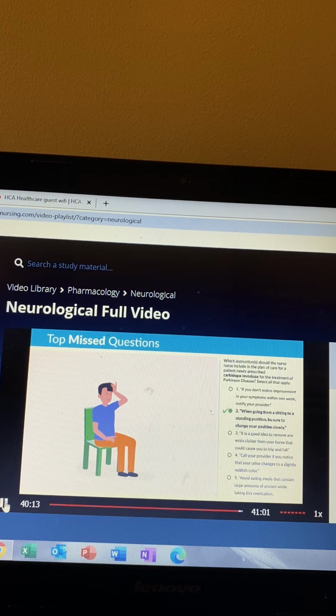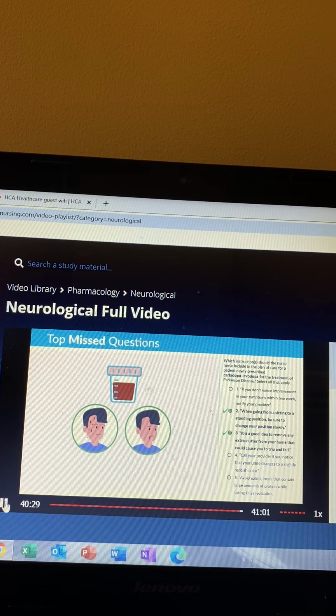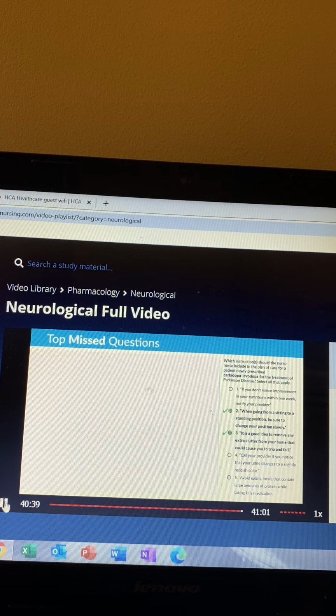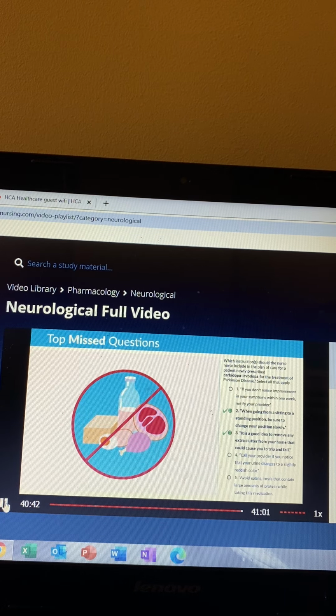And option 3, it's a good idea to remove any clutter from your home that could cause you to trip and fall. Well, of course, so yes, it's correct. Preventing falls with Parkinson's, that unsteady gait and those shuffling feet. And option number 4, call your provider if you notice your urine change to a slightly reddish color. This one was pretty tricky, but no, it's incorrect. Colored urine is normal. And lastly, option number 5, avoid eating meals that contain large amounts of protein while taking this medication. Yes, this is correct. With levodopa, you limit those high protein meals.